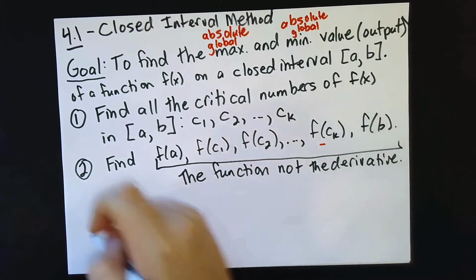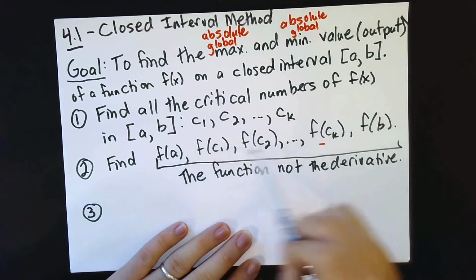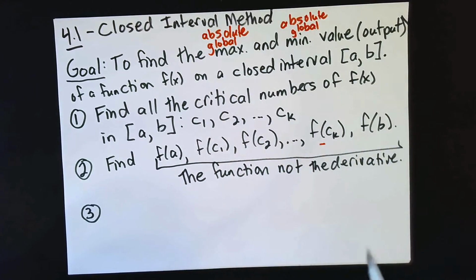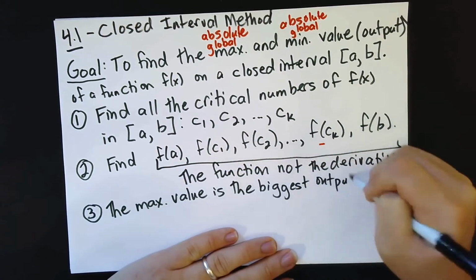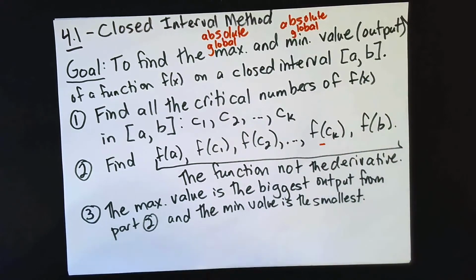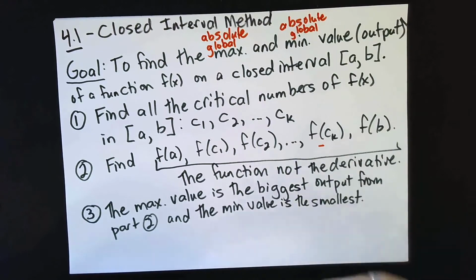Now, last step is actually pretty easy. The last step is, well, these things are all values of the function. The max value and the min value are already in this list. So the max value is the biggest of these numbers, and the min value is the smallest of these numbers. So to help clarify this, I'm going to do a bunch of examples.